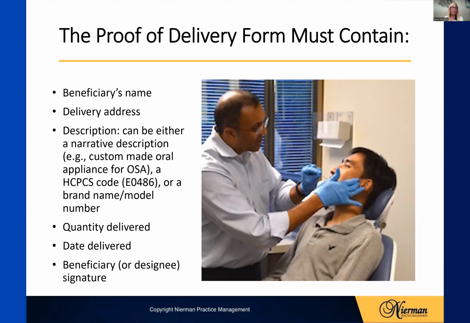Okay. Proof of delivery. All right, so documentation. This is interesting because this form has to have these elements in it, unlike the prescription that might look a little different. This one, you want to have the patient's address on it. You, of course, want a narrative description. Can't hurt to have the code on it. This is important: the proof of delivery must enter the quantity. How many oral appliances did you deliver today? Okay. The date delivered and the beneficiary's signature.